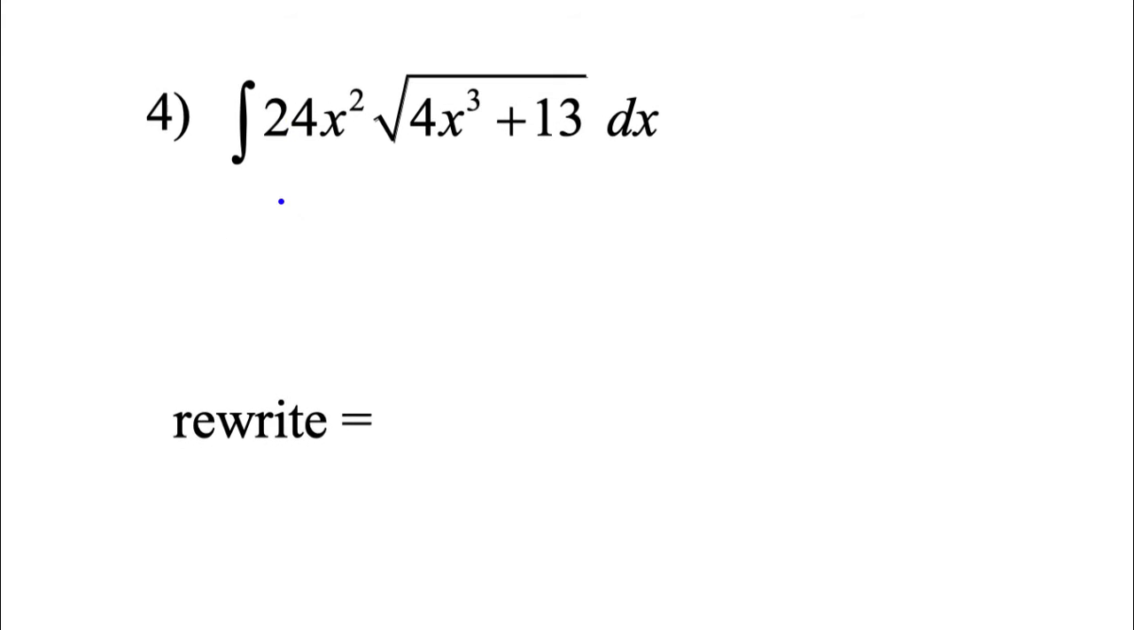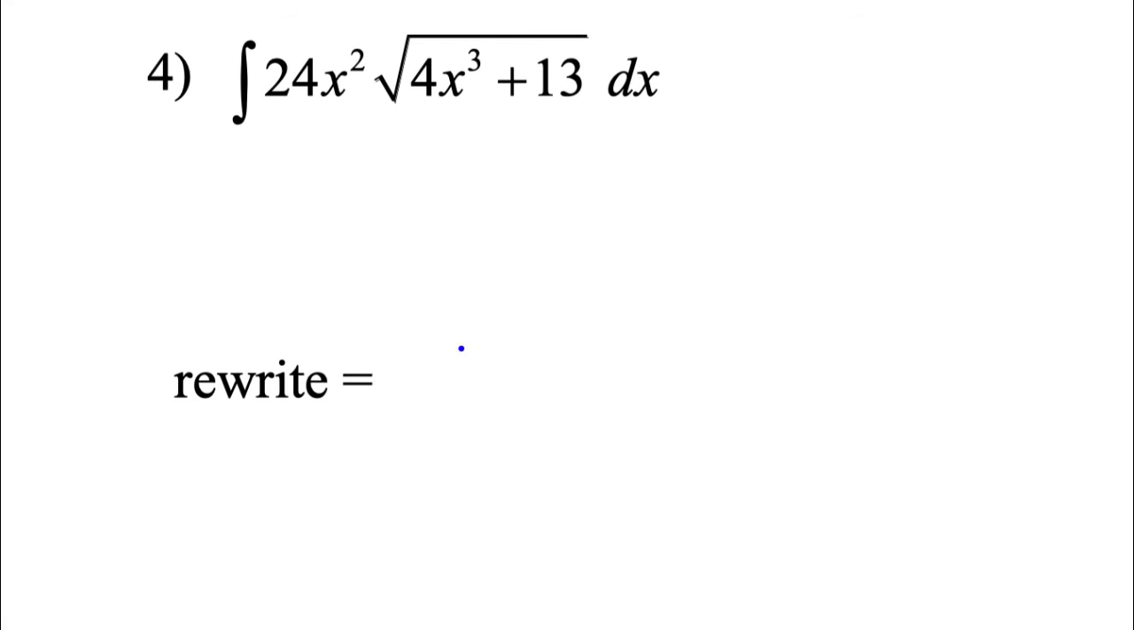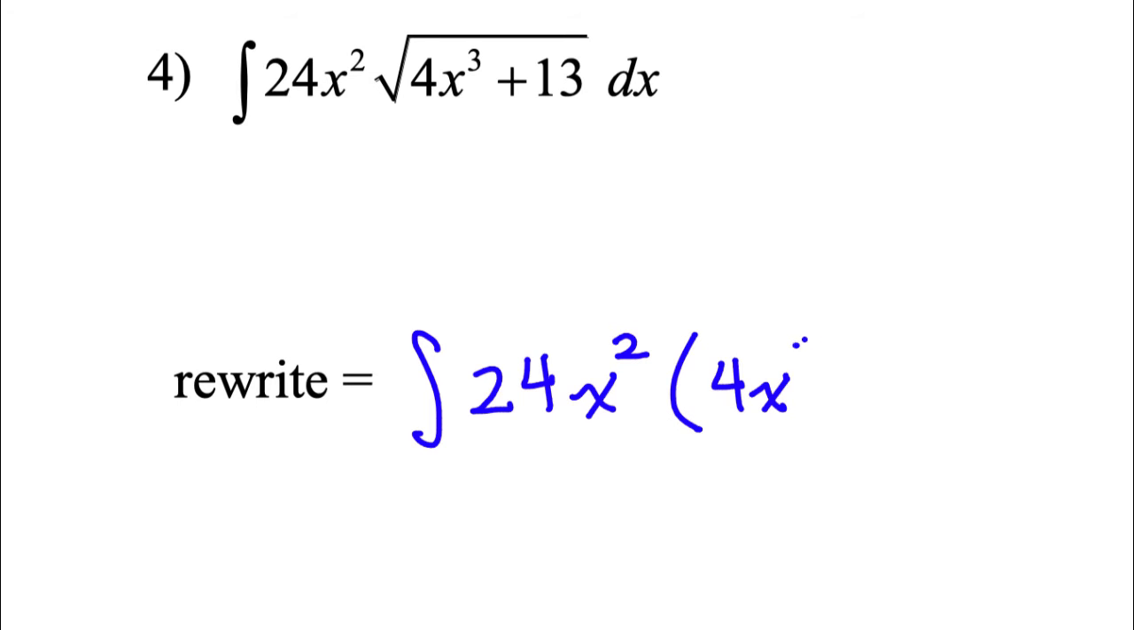All right, so this one, we're going to rewrite. This is going to be the integral of 24x to the power of 2. Now this is going to be quantity 4x to the power of 3 plus 13, all of this to the power of 1/2. Don't forget our dx. All right, so what is our u?